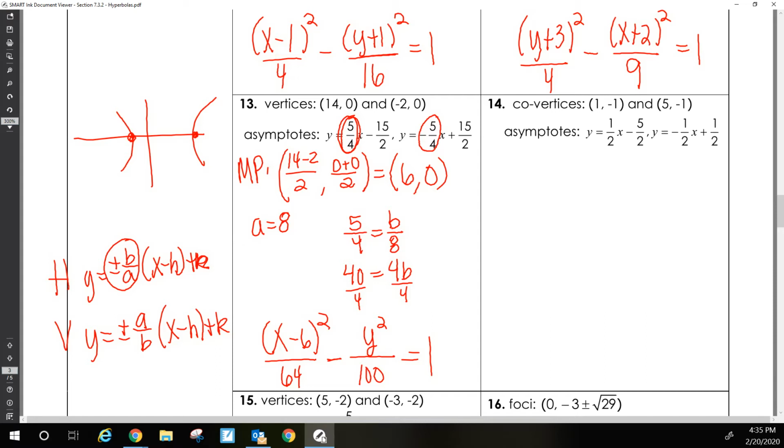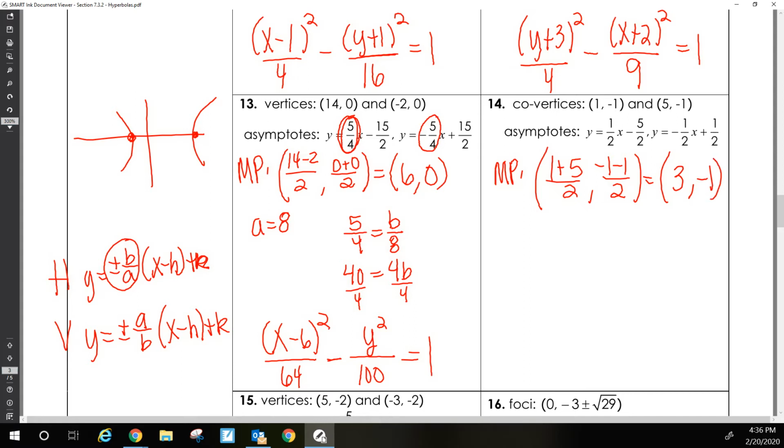All right, let's look at 14. Our co-vertices are 1, negative 1, 5, negative 1. We can still find our center from these two. So 1 plus 5 divided by 2, negative 1 minus 1 divided by 2. 1 plus 5 is 6 divided by 2 is 3. Negative 1 minus 1 is negative 2 divided by 2 is negative 1.